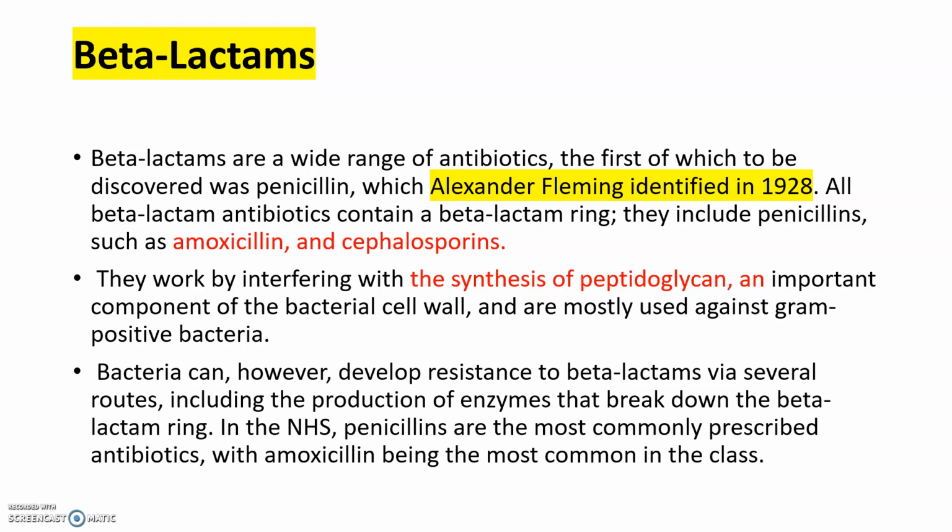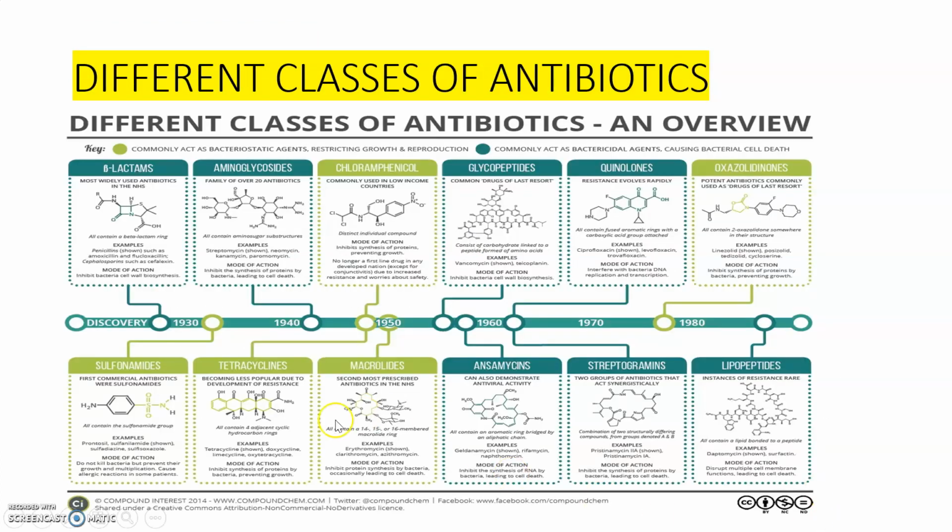First one is beta-lactam. Beta-lactams are a wide range of antibiotics, and the first of which to be discovered was penicillin, discovered by Alexander Fleming in 1928. All the beta-lactam antibiotics contain a beta-lactam ring. This is the beta-lactam ring. So the beta-lactam antibiotics, every one of them, contain this beta-lactam ring.